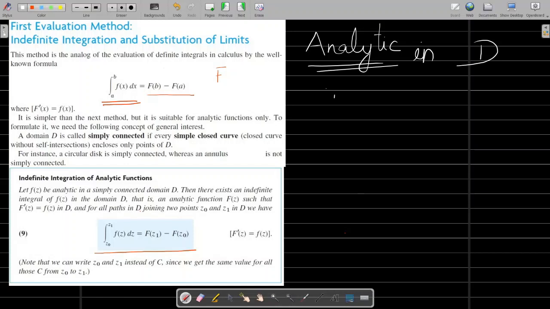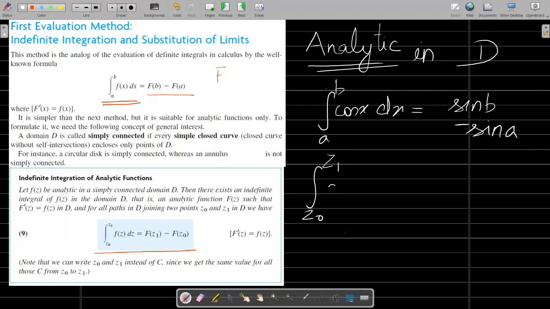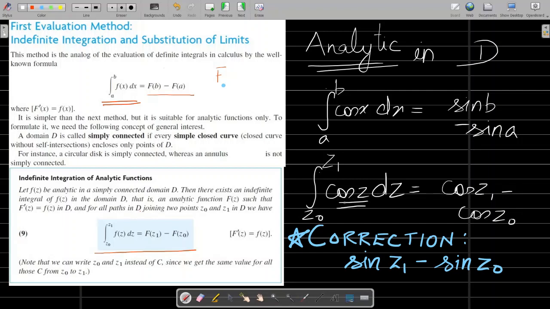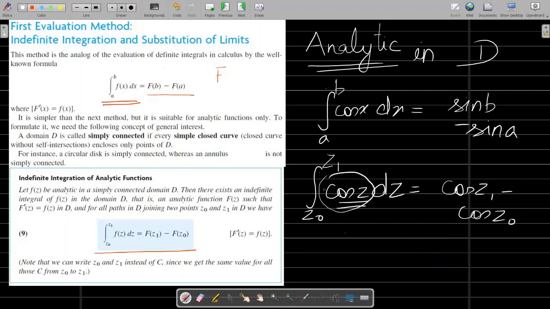As an example, the integral from a to b of cos x dx in the case of real functions is equal to sine b minus sine a, because it is sine x from a to b, and that is because sine is the antiderivative of cos. Similarly, the integral from z0 to z1 of cos z dz, if this is the complex function cos, is equal to sin z1 minus sin z0. We are able to use this because cos is analytic in the domain containing z0 and z1. We have some domain D, cos is everywhere analytic, so cos is analytic in this domain D. That is why we are able to use this result.